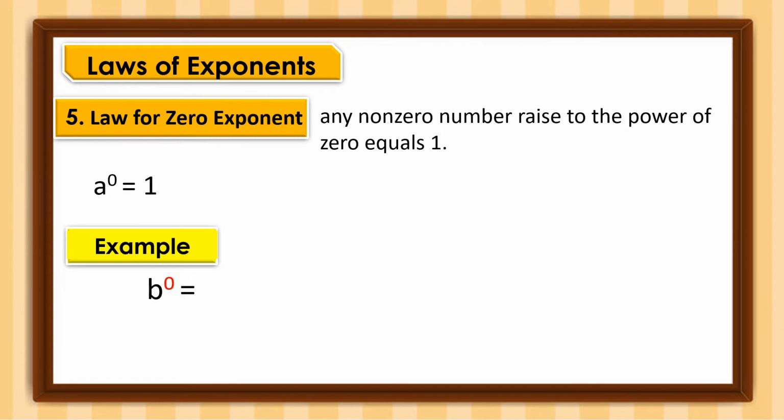So example, b raised to 0. Any number except for 0 that is raised to 0, or has a power of 0, the answer is equal to 1. So b raised to 0 is equal to 1. And another one is here. We have 10 million raised to 0. Even though 10 million is a large number, if it is raised to 0, that is always equal to 1.